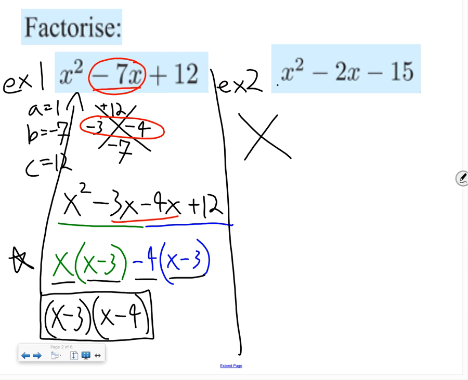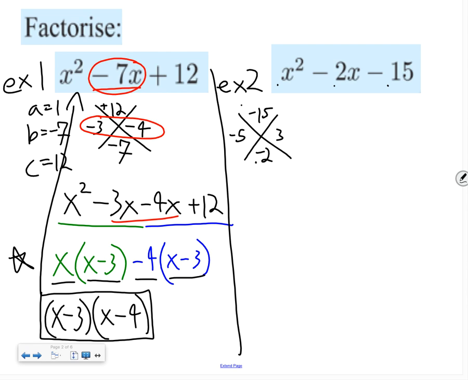So my a times c is going to be negative 15, and my b is negative 2. Being that this product is negative, I know that one's negative, one's positive. So when I think of the factors of 15 that can get me to 2 from addition or subtraction, I think of 5 and 3. So one of them has to be negative to get to negative 15, but because they add to negative 2, I know the larger one must be negative.